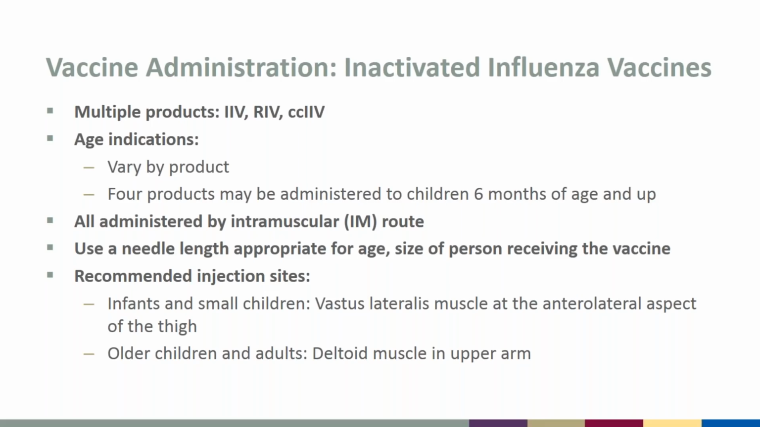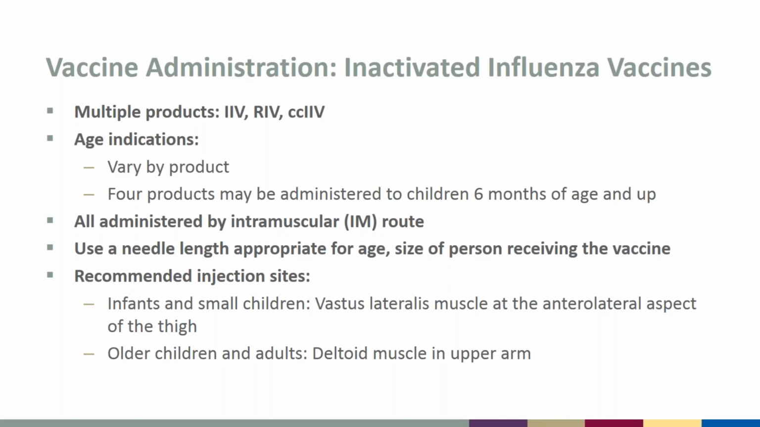Of course, it's always important to use the appropriate needle length for the age and the size of the person that you are giving the vaccine to, and to always administer this vaccine in the recommended injection sites. For infants and small children, the vastus lateralis muscle in the anterolateral thigh is the preferred site, and in older children and adults, the deltoid muscle in the upper arm is the preferred site.